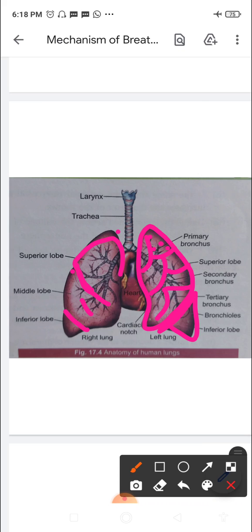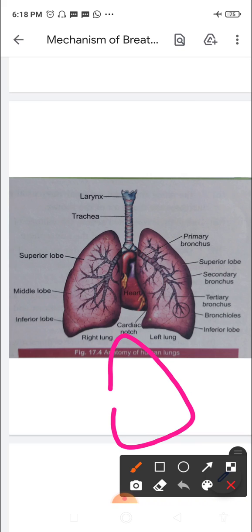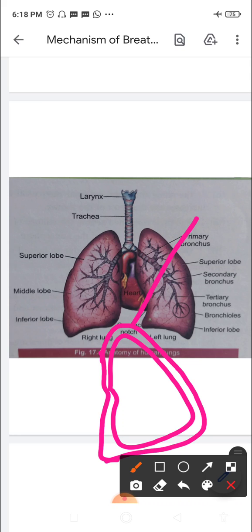Now each lung, whether it is the left lung or the right lung, is surrounded by a double layered membrane. One more thin membrane is there. So that is the double layered membrane that is present. This membrane is known as the pleura or the pleural membrane.